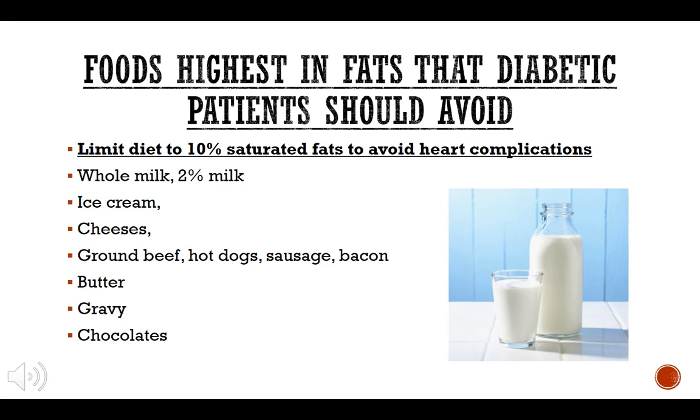All diabetic individuals should limit their diet to 10% saturated fats to avoid heart complications. These common day items in our grocery stores are whole milk, 2% milk, ice cream, cheeses, ground beef, hot dog, sausage, bacon, butter, gravy, and chocolates.